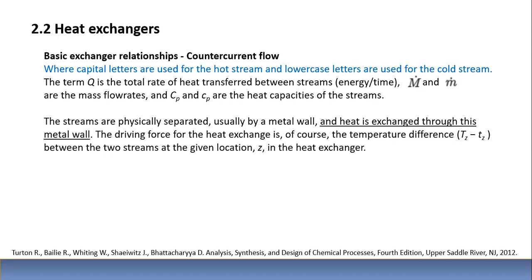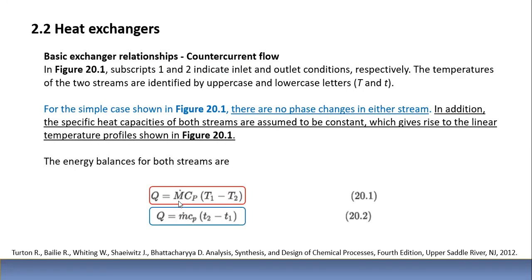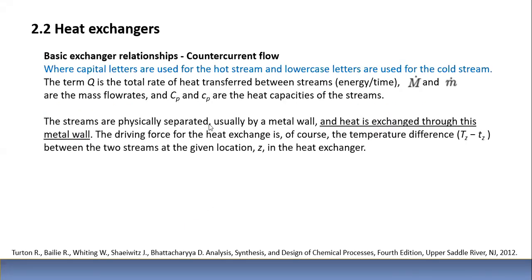So energy per time would be in the SI system like joules per hour or joules per second, which is a watt. When we have kilojoules per second, that would be a kilowatt. So in any case, it's energy per time. Big M, as we see there, is a mass flow rate with the dot. That is mass per time, could be kilograms per hour, kilograms per second. The big M of the hot stream and the small m of the cold stream are the mass flow rates, and Cp and small cp are the heat capacities of the streams.